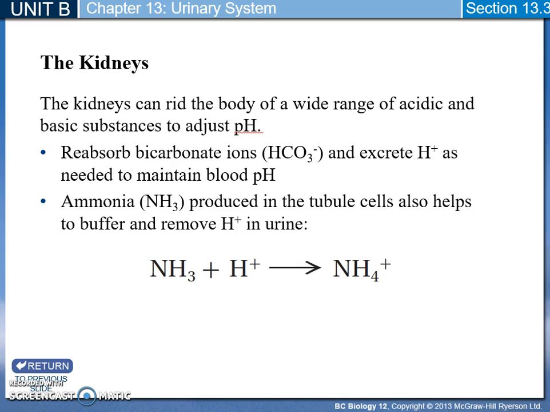And then the kidneys can rid the body of a wide range of acidic and basic substances to adjust the pH. They can reabsorb the bicarbonate ions and can excrete H plus as needed to maintain blood pH. Also, ammonia produced in the tubule cells helps to buffer and remove H plus in urine.